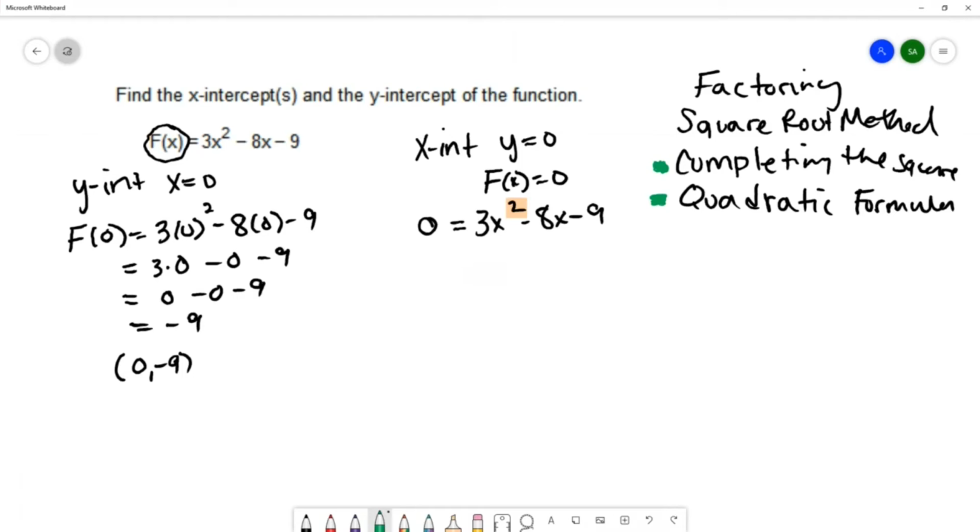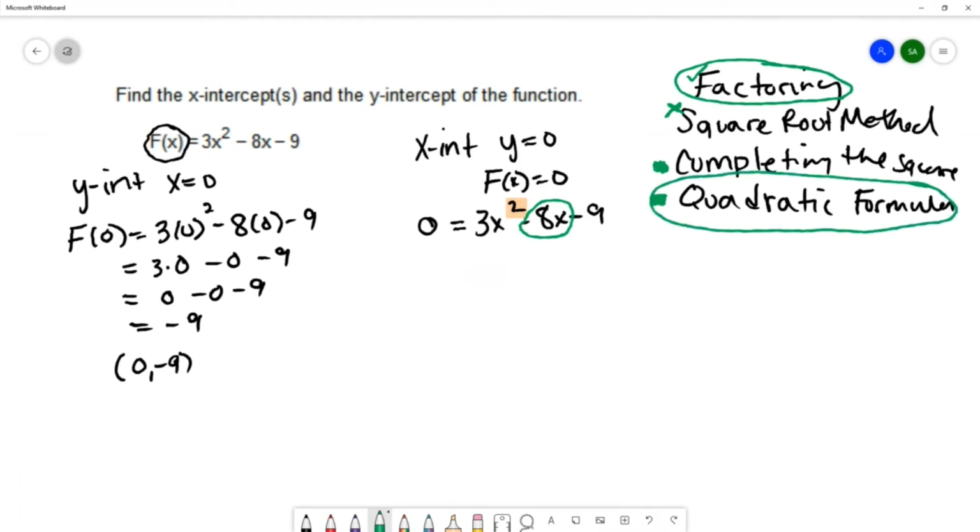So I typically start with factoring. This example, I would not be able to use the square root method, and the reason being is because this middle term is here. You can only use the square root method when that middle term is missing. So I'm going to start by trying to factor, and if I'm not able to factor, then I typically go and try the quadratic formula next.